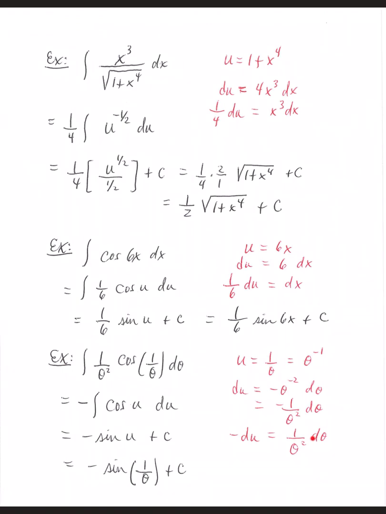1 over theta squared d theta can be replaced with negative du. Negative du. Now take the antiderivative. You get negative sine u plus c. Remember to put back in the original term you subbed out. It's time for it to tag back in. Negative sine of 1 over theta plus c.